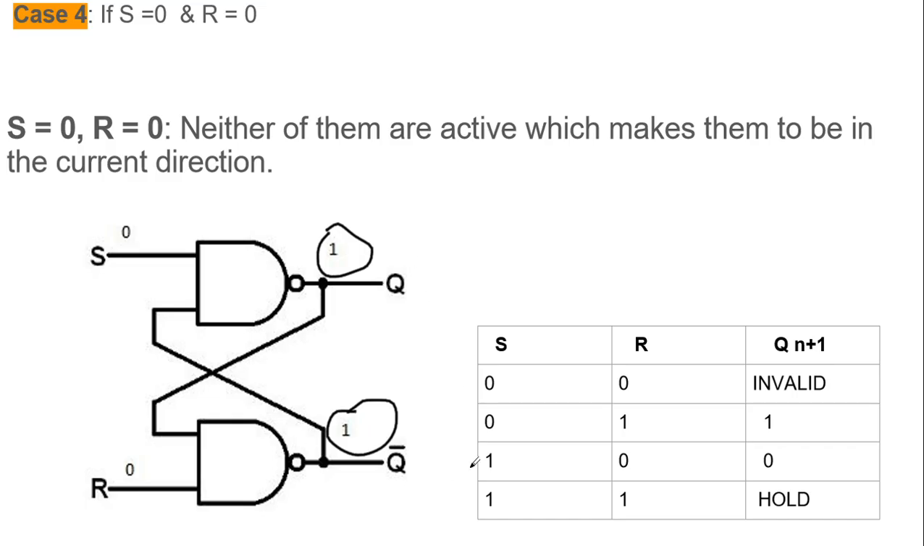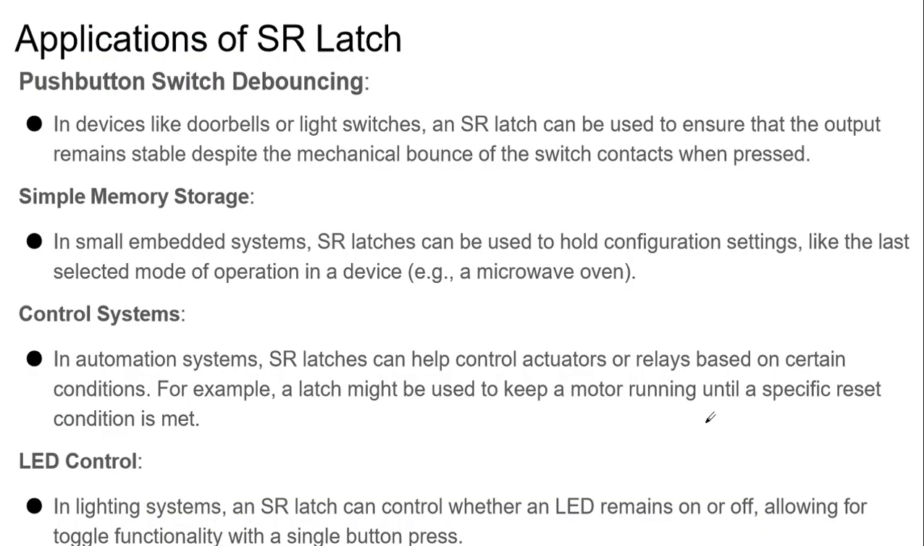But here I'm not getting that, which means my state is invalid, which means whatever is there in my current direction, neither of them are active, right? So this is nothing but an invalid state. I hope you understood the different scenarios of an SR latch.